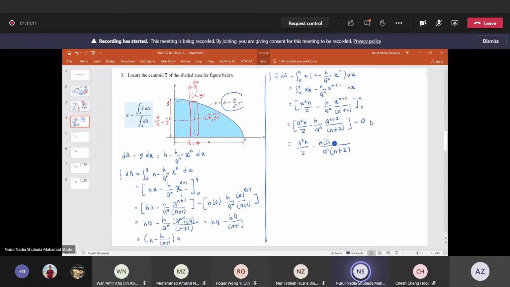So this one I break down. a to the power n plus 2 is equal to a to the power of n times a to the power of 2. Okay, so we have something common here. We can eliminate this. So that will give you guys... I take out the a for simplification. Okay, so up until here is for the integral of x dA.